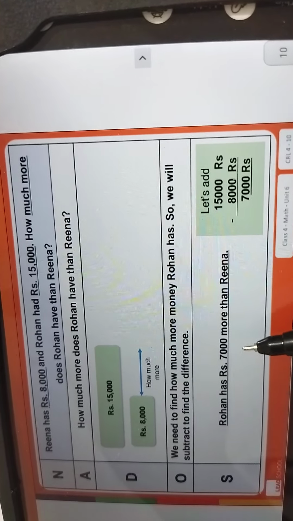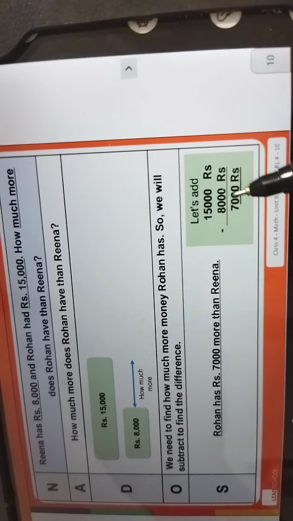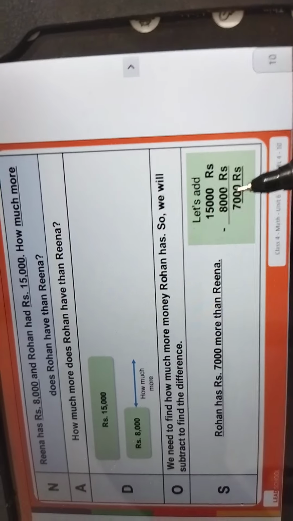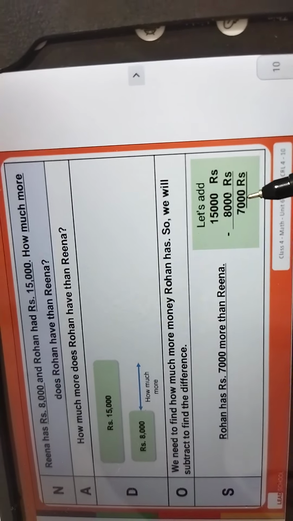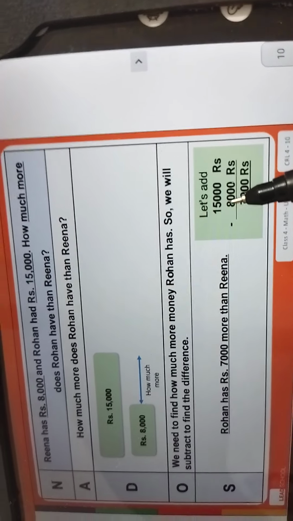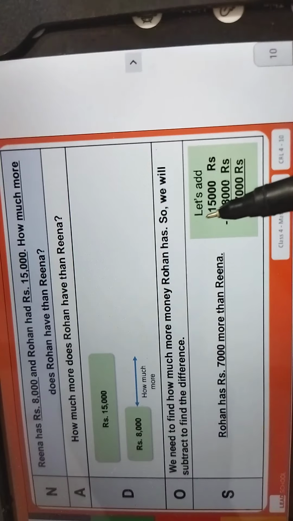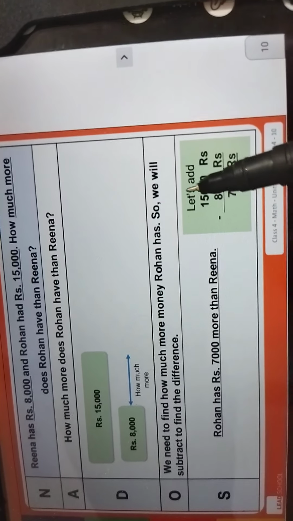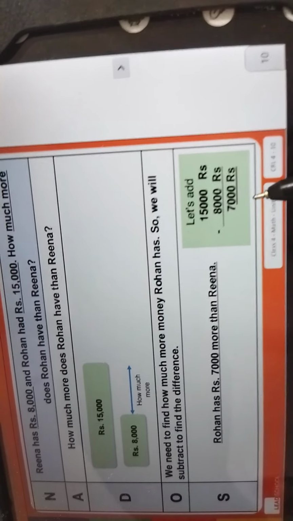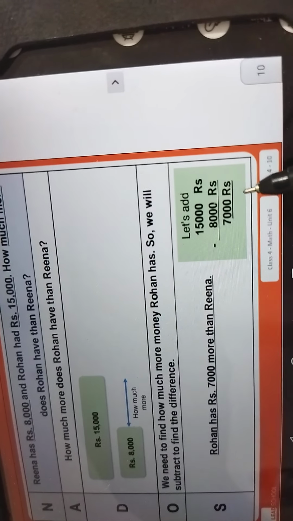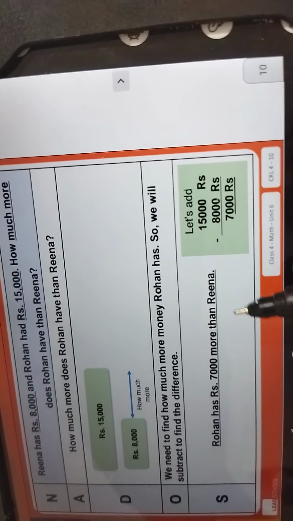How will we identify that? So 15,000 minus 8,000. Zeros as they are. 8 minus 5 is not possible. Cut 1 there, 5 becomes 15. 15 minus 8, answer is 7, zeros as they are. So the answer is 7,000 rupees. Rohan has 7,000 rupees more than Reena.